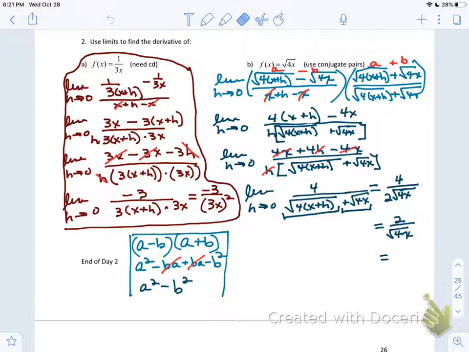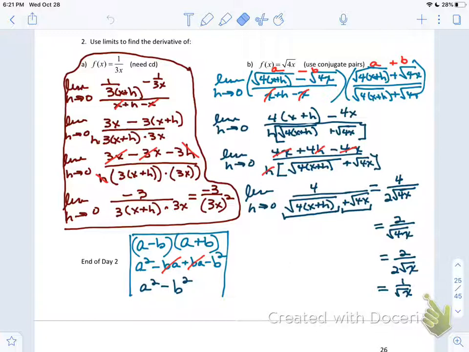Now, can't that radical 4 come out? So this is 2 radical x. That's going to equal 1 over radical x. And that's how we end that one.